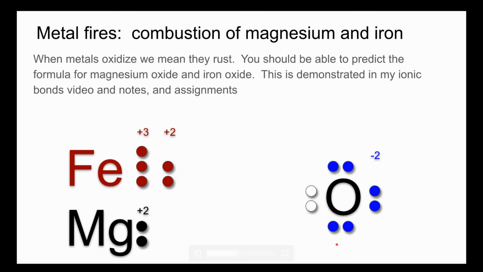Metal fires are a little bit different. They won't produce CO2 directly. Let's look at 2 elements that we're familiar with, iron and magnesium. And you can see how they could bond with oxygen by passing over the electrons to form iron oxide or magnesium oxide.